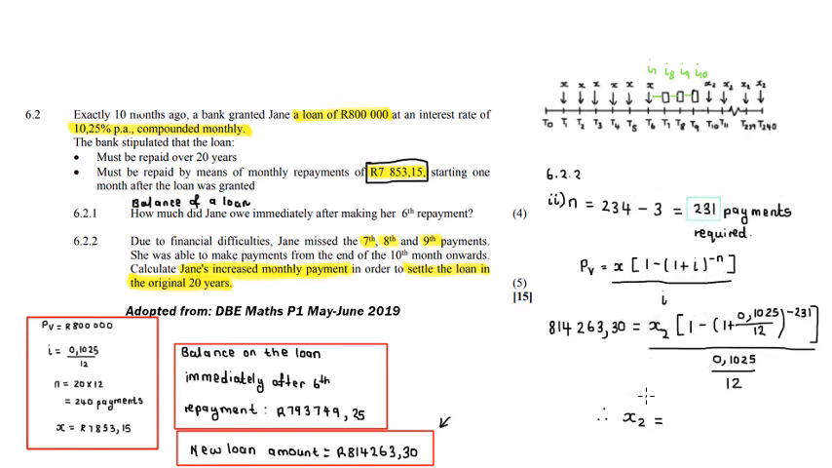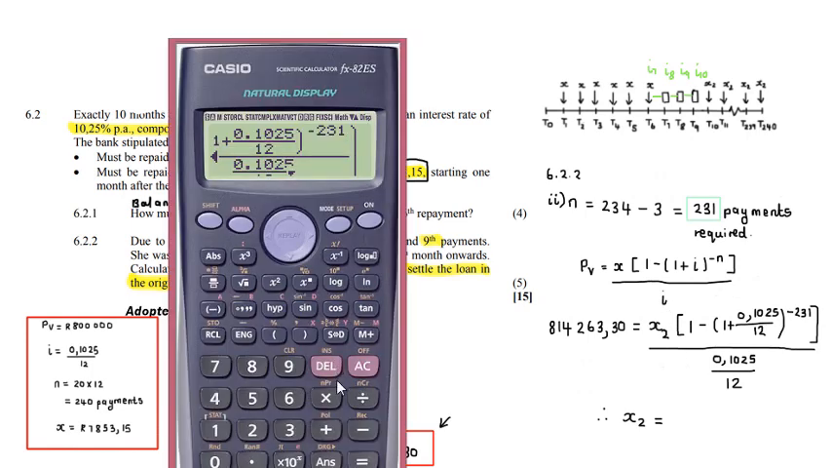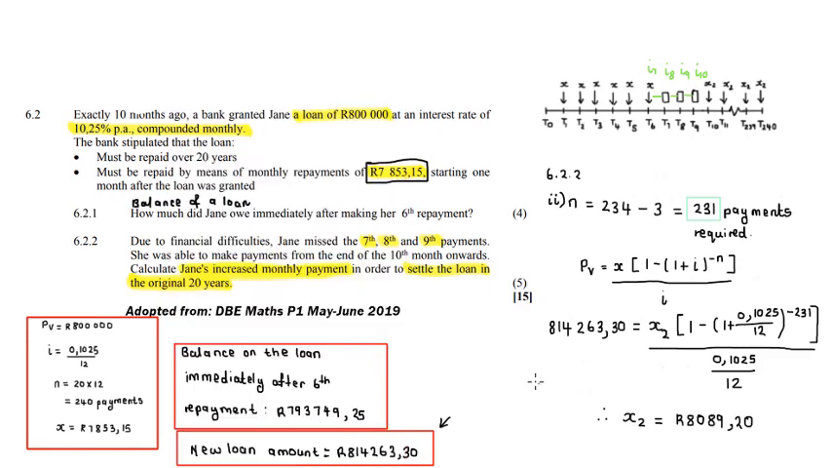So now calculating this increased monthly installment is just going to be a matter of dividing this PV value by this entire bracket over here. So when you plug all of that into your calculator, you get that Jane's increased monthly installment is now 8,089 Rand and 20 cents. So that's question 6.2 from May, June 2019.